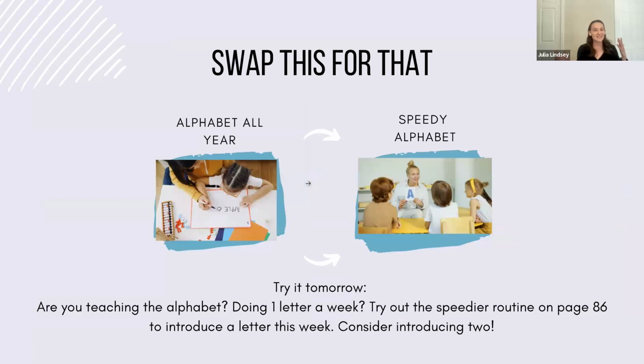So what is our swap for this? Well, we're going to swap out an idea of alphabet all year for an idea of speedier alphabet. And if you are currently teaching kindergarten or you're teaching the alphabet in any grade level and you're doing a letter of the week, then next week or even tomorrow, I would suggest that you try out the speedier routine that's in the book on page 86 to introduce a letter this week, maybe even 2 letters this week, and see how it goes, see how it feels for you and your students.